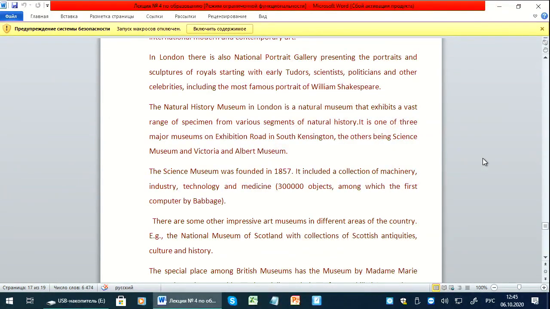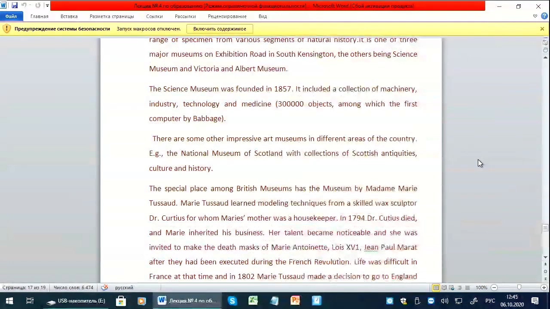There are some other impressive art museums in different areas of the country. For example, the National Museum of Scotland with collections of Scottish antiques, culture, and history. A special place among British museums belongs to the museum of Madame Mary Tussaud. Mary Tussaud learned modeling techniques from a skilled wax sculptor, Dr. Curtius, for whom Mary's mother was a housekeeper.